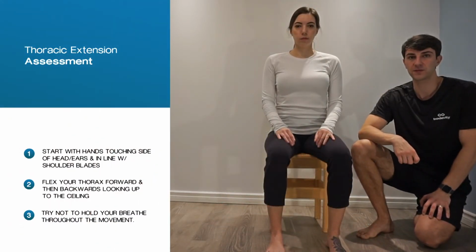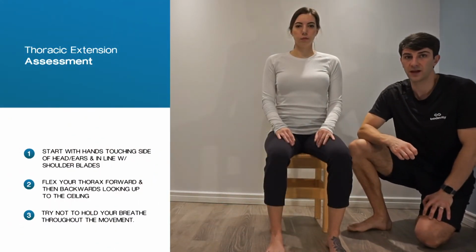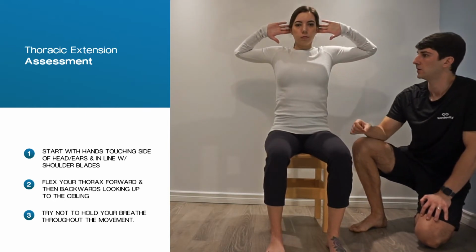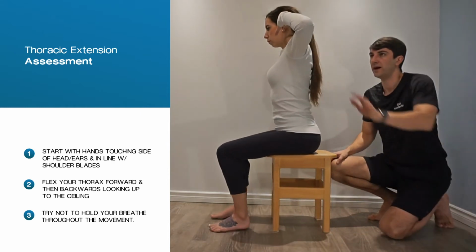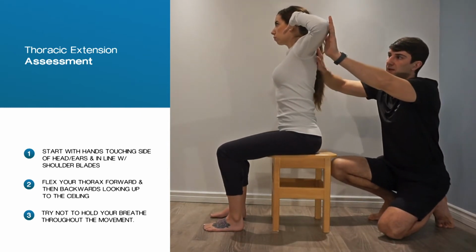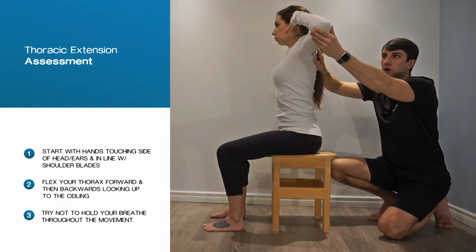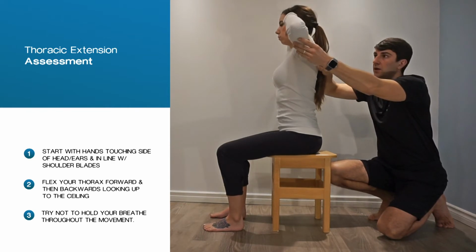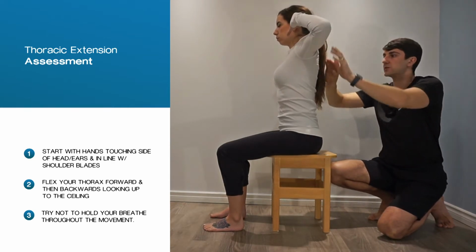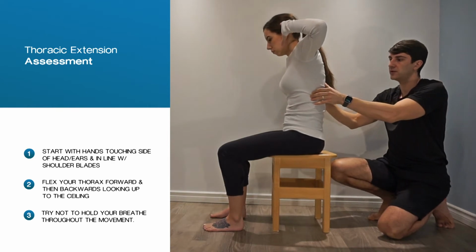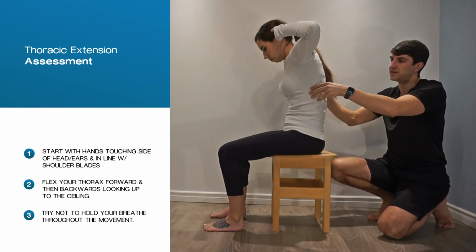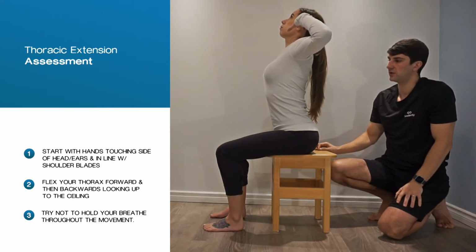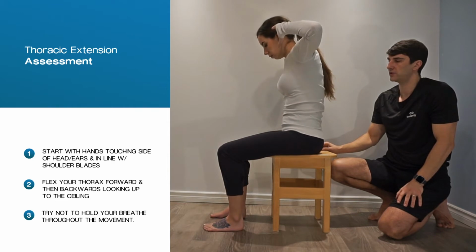Thoracic Extension Assessment. Start by putting your arms above your head with your hands gently touching your ears. Have your arm and your elbow in the same plane as your shoulder blade, so trying not to pull your arm too far backwards or having it too far forwards. Same plane. Start by flexing through your mid-back region and then extending through your mid-back region. That's 1 repetition, and then completing 1 more repetition.